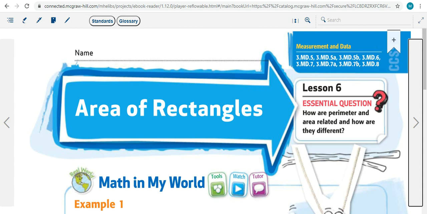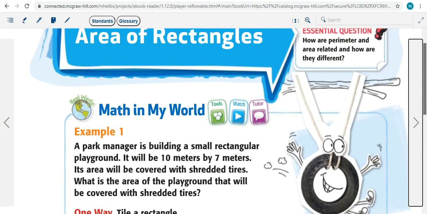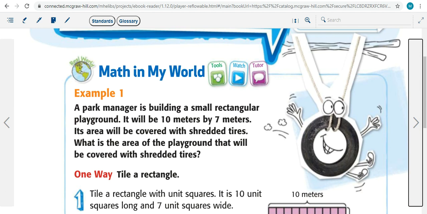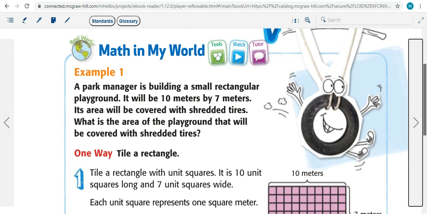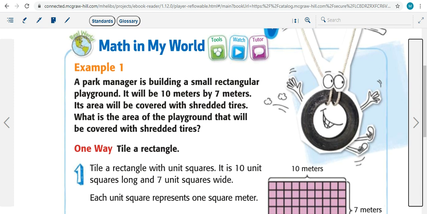We're going to work on lesson number 6, so please open up your math books on page 785, area of rectangles. Sample number 1. A park manager is building a small rectangular playground. It will be 10 meters by 7 meters. Its area will be covered with shredded tires. What is the area of the playground that will be covered with shredded tires?